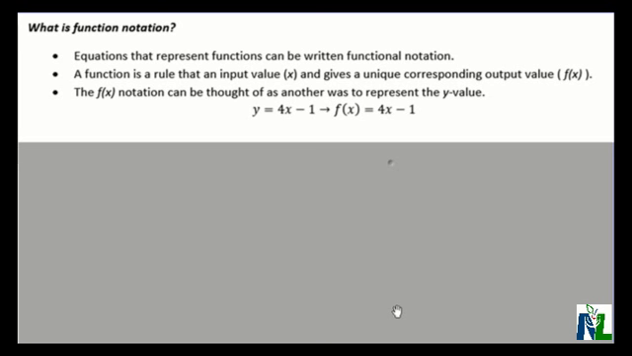What is function notation? Equations that represent functions can be written in functional notation. A function is a rule that takes an input value, usually x, and gives a unique corresponding output value, f of x. The f of x notation can be thought of as another way to represent the y value. For example, if we had an equation y equals 4x minus 1, to write this properly in functional notation, we would say f of x is equal to 4x minus 1.